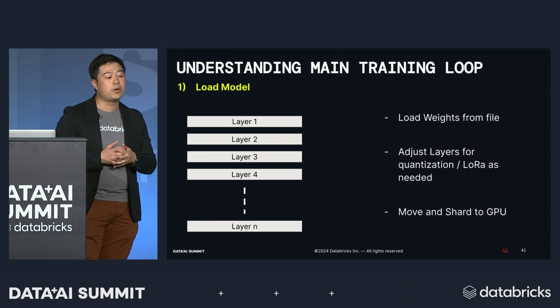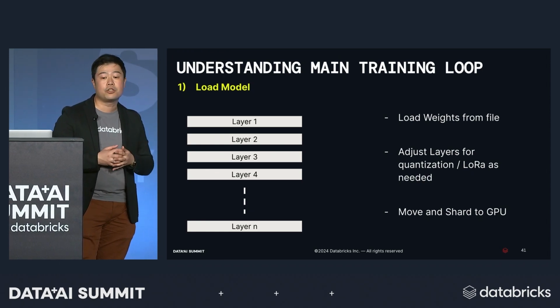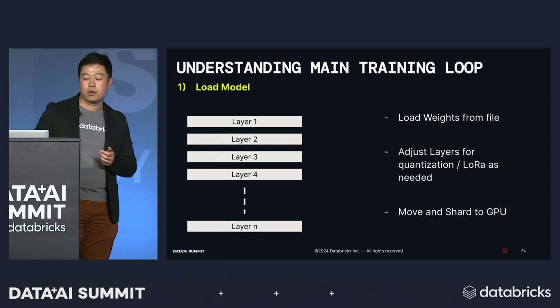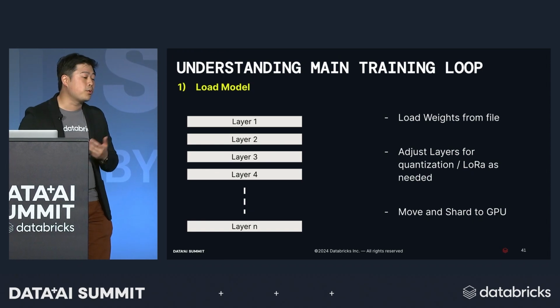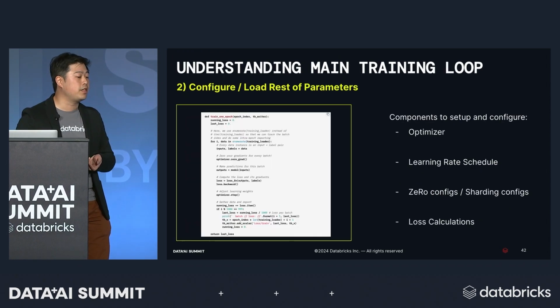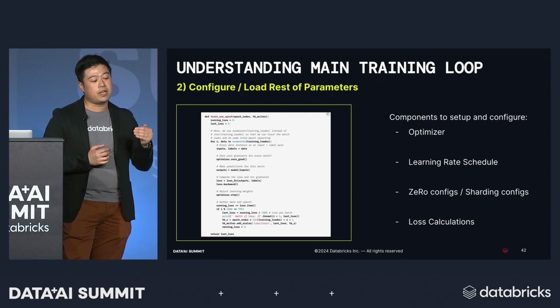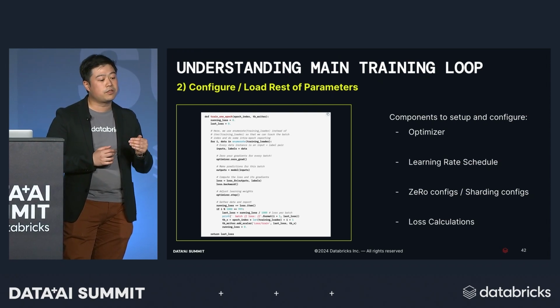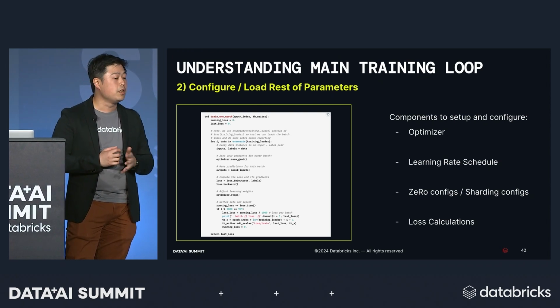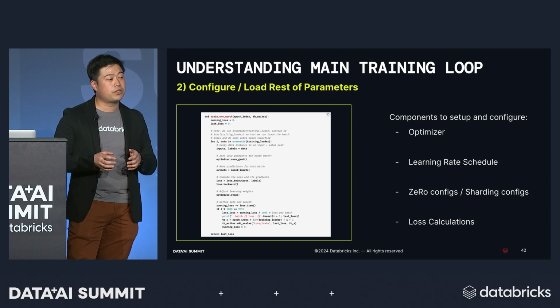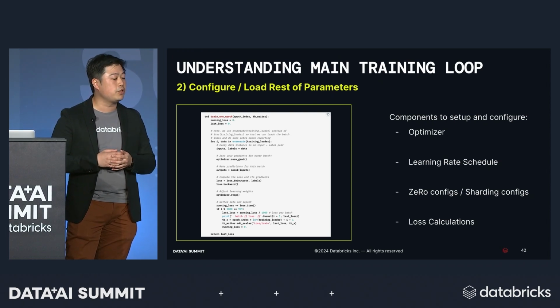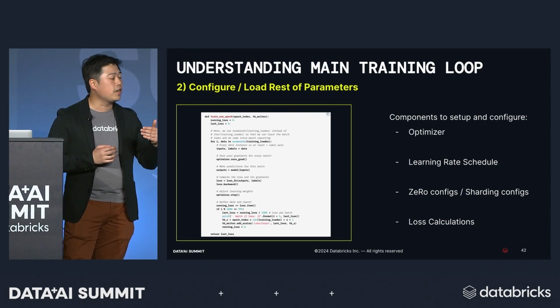And then finally, the model needs to get moved and sharded to GPUs, or sharded if you've got multiple. And that's part of the process. The next part of the training loop is to go through and set up things like the optimizer, the learning rate schedule, sharding configs or zero optimization if you're using DeepSpeed, and even looking at the loss calculations as well.